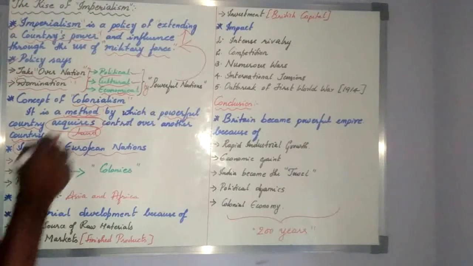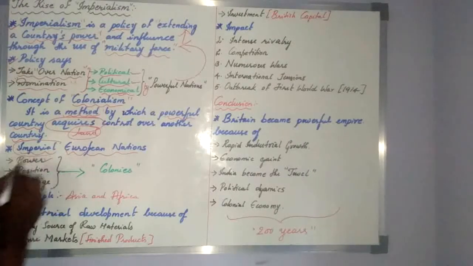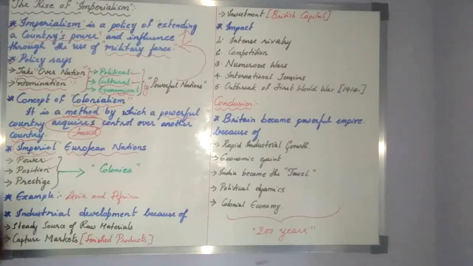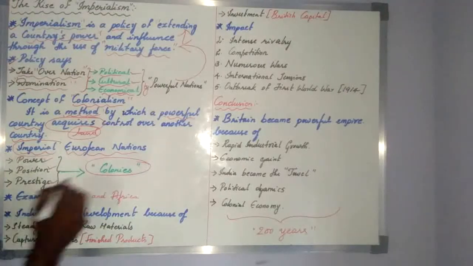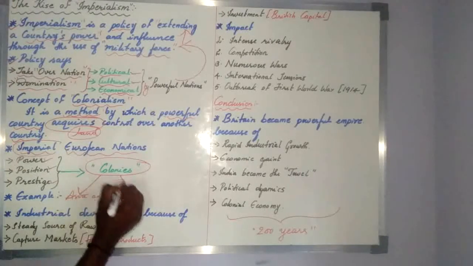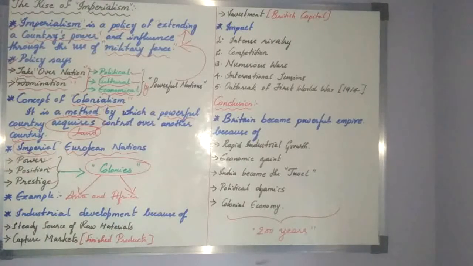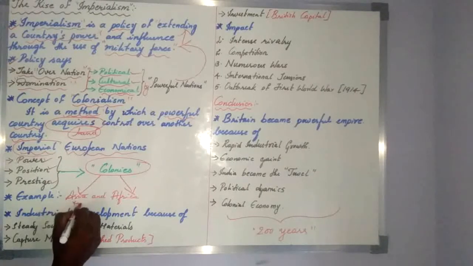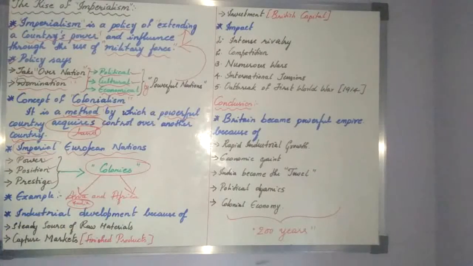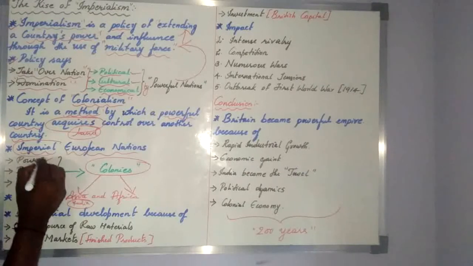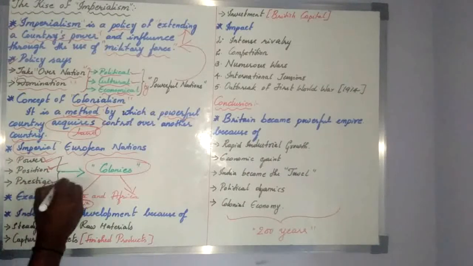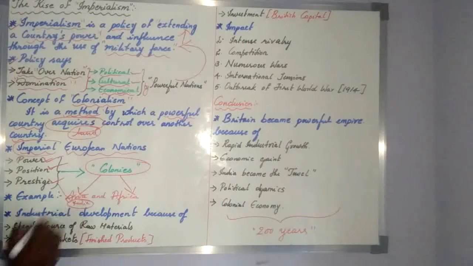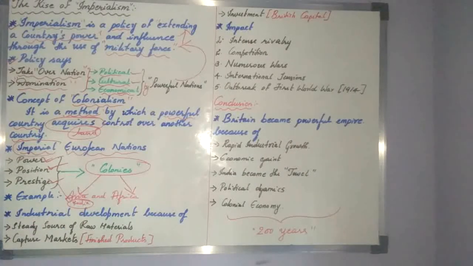So how did they implement imperial rule? By power, by holding position to keep up their prestige. That made the colonies to be established. The two best examples are the Asian continent and Africa. In Asia, the best example is India. The power, position, and prestige of the British were implemented for almost 200 years in India.